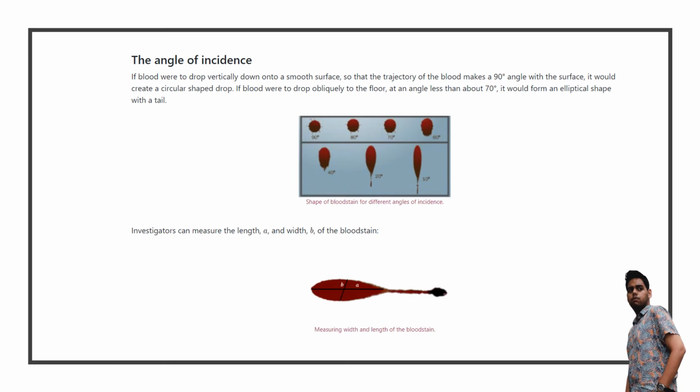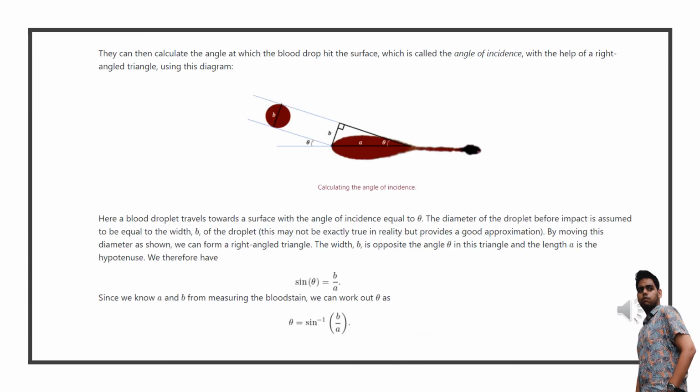Investigators can measure the length A and width B of the bloodstains. Diagram 2 shows the measuring of the width and length of the bloodstains. Then calculate the angle at which the blood drop hit the surface, which is called the angle of incidence, with the help of a right angle triangle using this diagram.